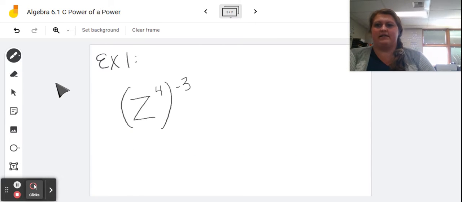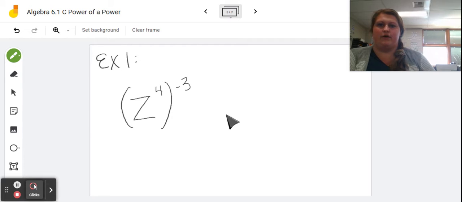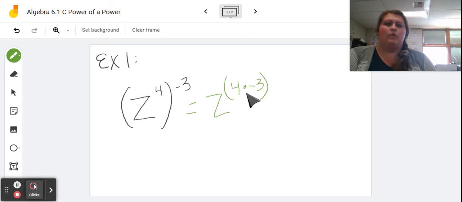So here's my first example, z to the 4th raised to the negative 3rd. So what I'm going to do is have z to the 4 times negative 3, and 4 times 3 is 12, and then I have a negative sign, so it's z to the negative 12.